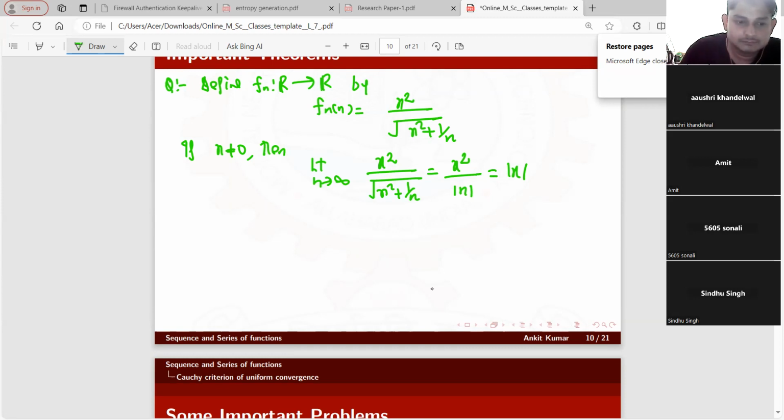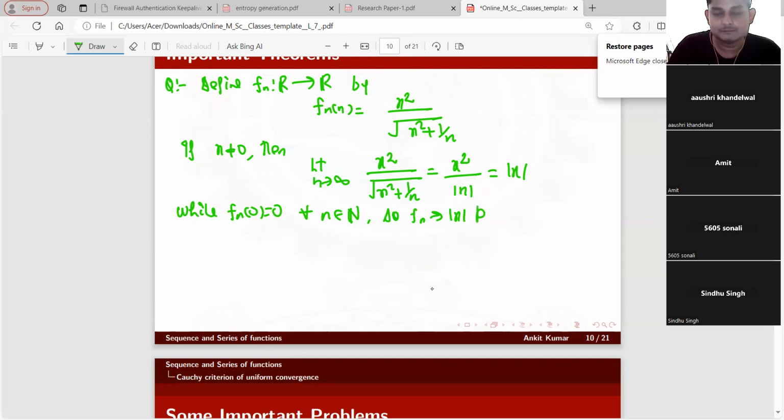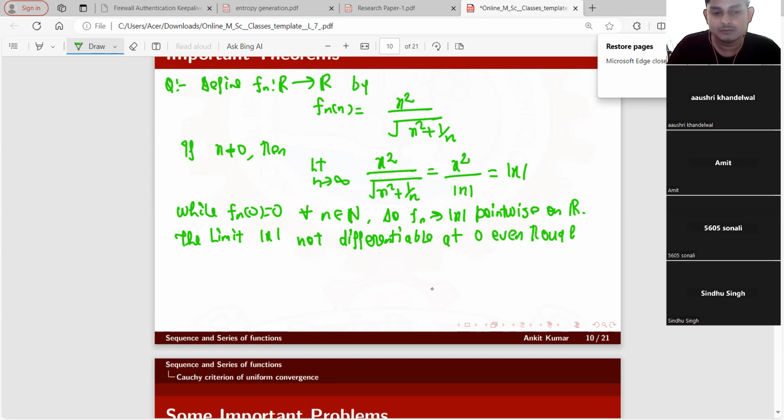While fn(0) is equal to 0 for all n belonging to N. So fn tends to mod of x pointwise on R, and the limit mod of x is not differentiable at 0, even though all of the fn are differentiable on R.